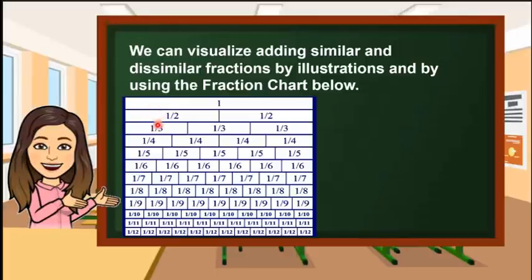So the next one is 1/3. The whole is divided into 3 parts, which we have here 1/3 each. If we add all of the 3 parts, we will have 3/3. So if we add, the equivalent fraction of 3/3 is also 1.